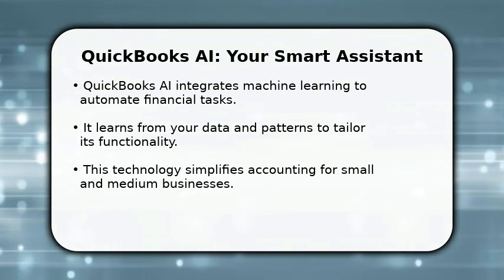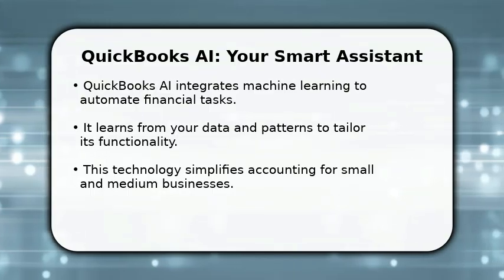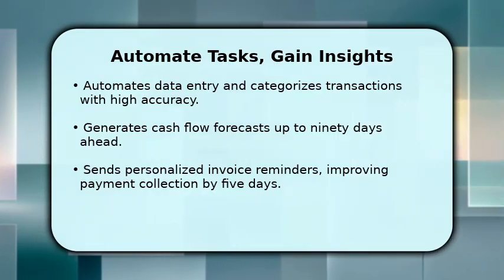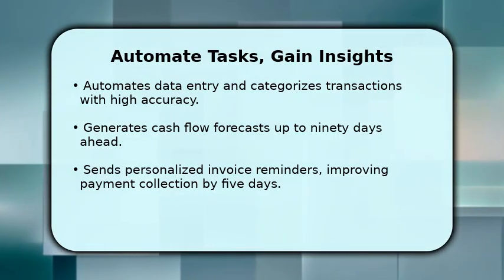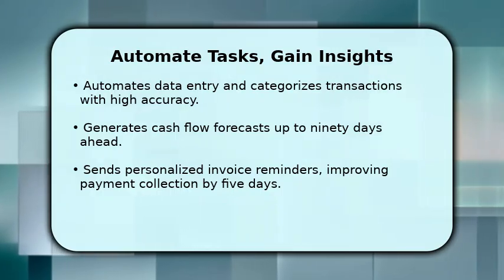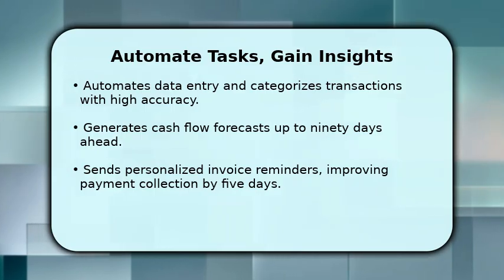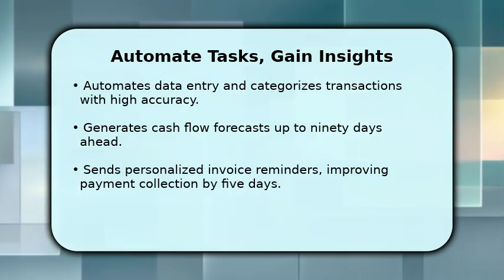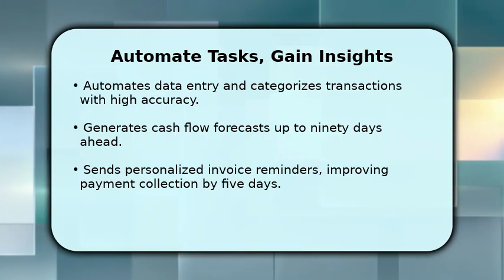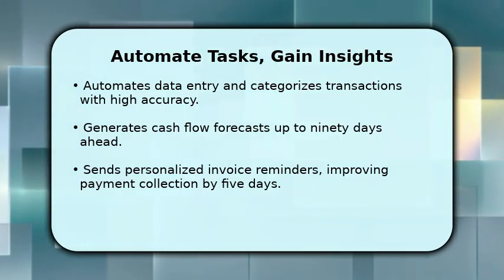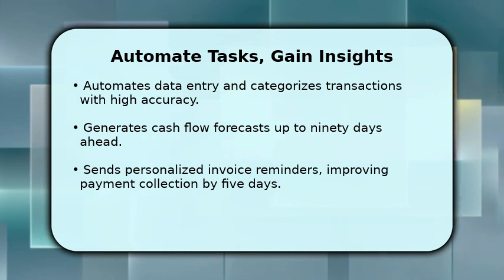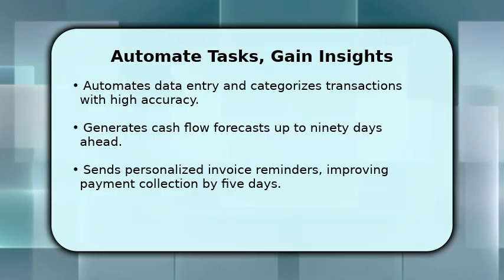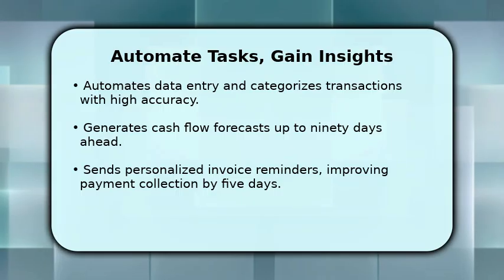Get ready to discover how QuickBooks AI can become your most efficient financial assistant. QuickBooks AI offers incredible features to streamline your operations. It automates repetitive data entry and categorizes transactions with an impressive 85 to 95% accuracy after training. You can anticipate cash flow up to 90 days in advance, helping you make informed decisions. Plus, it sends smart, personalized invoice reminders, which can help you get paid an average of 5 days faster. These tools also generate customized financial reports, offering deep insights for strategic planning.